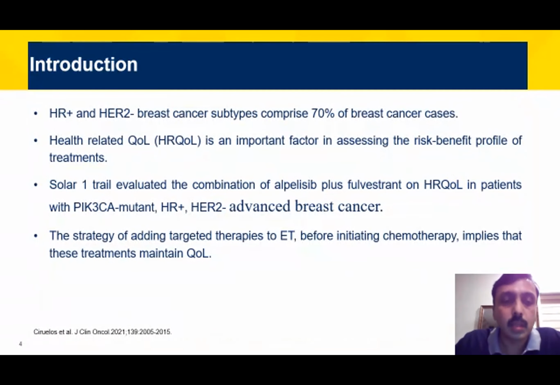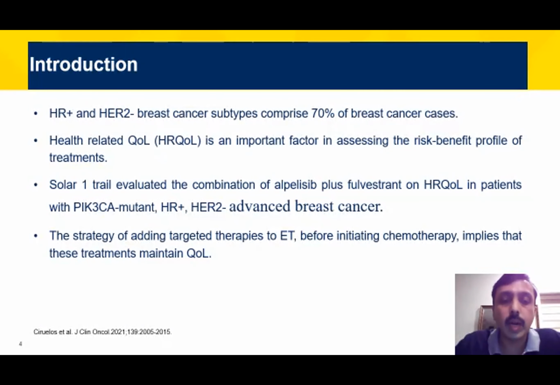So the subset of hormone receptor positive and HER2 negative comprises around 70% of all breast cancer cases, and health-related quality of life is an important factor in assessing the risk-benefit profile of treatment, particularly from a patient perspective. All of you would have heard about the details of the SOLAR-1 trial, which was reported in 2019, that evaluated the combination of alpelisib plus fulvestrant. And the health-related quality of life subset was also there, which was later reported in 2021.